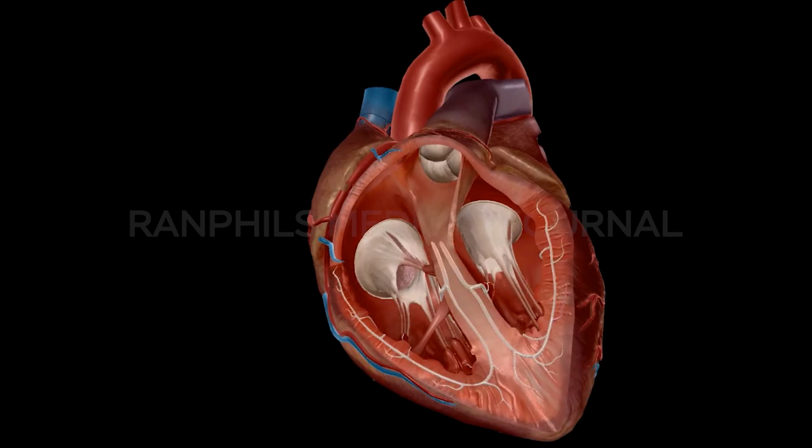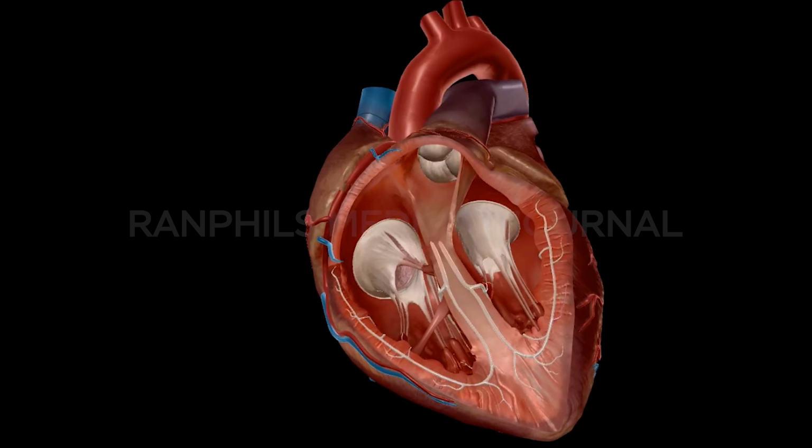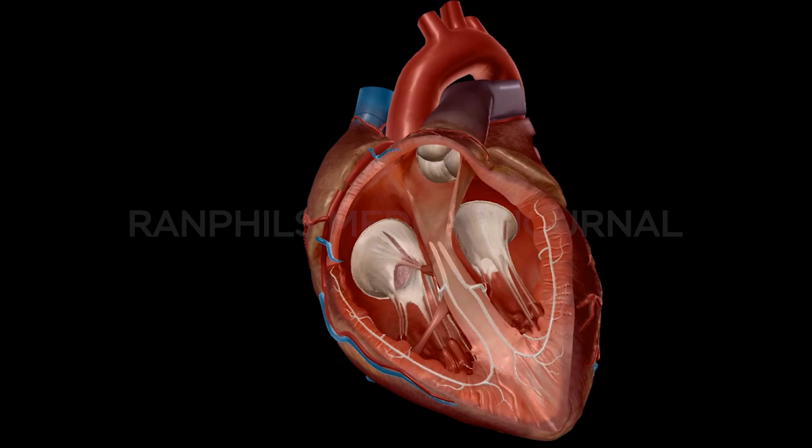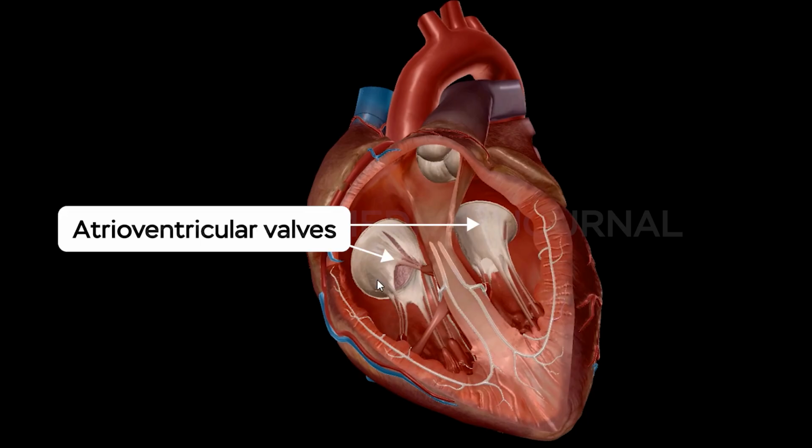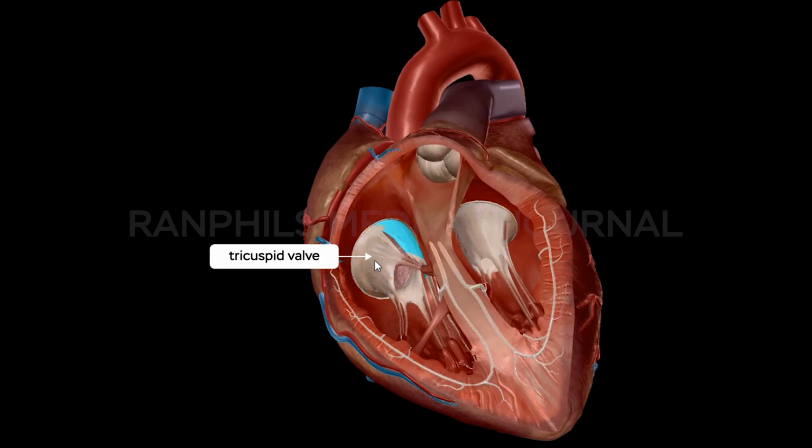Now let's look at the heart valves. There are 4 valves in the heart which are categorized into atrioventricular valves and semilunar valves. Atrioventricular valves are valves located between the atria and ventricles. We have the tricuspid valve, which is located between the right atrium and the right ventricle. It prevents the backflow of blood from the right ventricle to the right atrium during ventricular contraction.